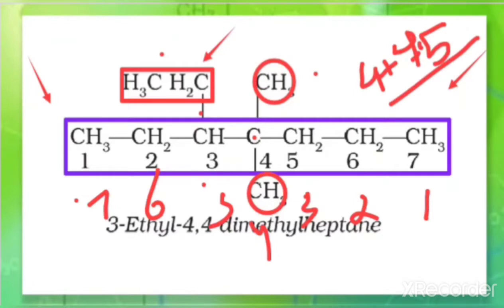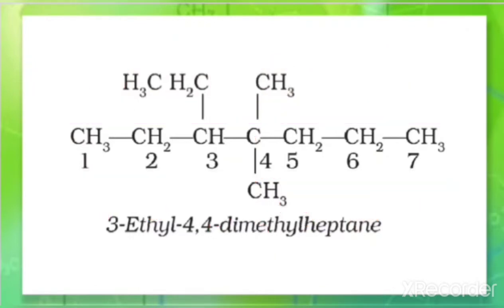So which one is the right way of numbering? That is from the left side. That is what is already numbered here, so this is the correct numbering. First we have selected the longest chain, then we have done the numbering, and numbering should be done in such a way that the substituents get the minimum number. And if more than one substituent is there, the sum of their numbering positions should be minimum. So the left side is the perfect way of numbering here.